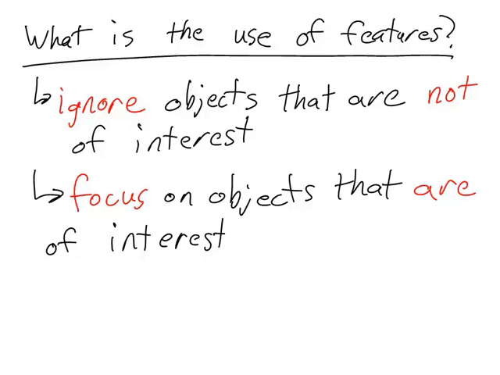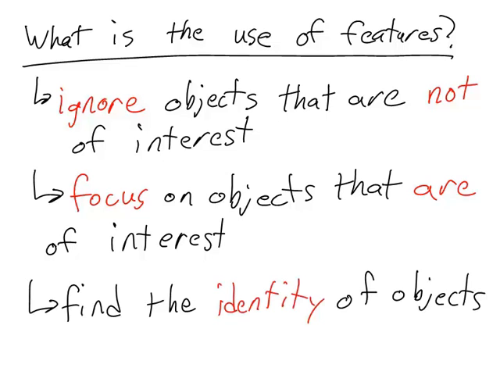The third use of features is to find the identity of objects. For example, the use of features can allow us to distinguish between an object that is a house, or a car, or a person. Let's take a look now at how we can use features to accomplish these three operations.